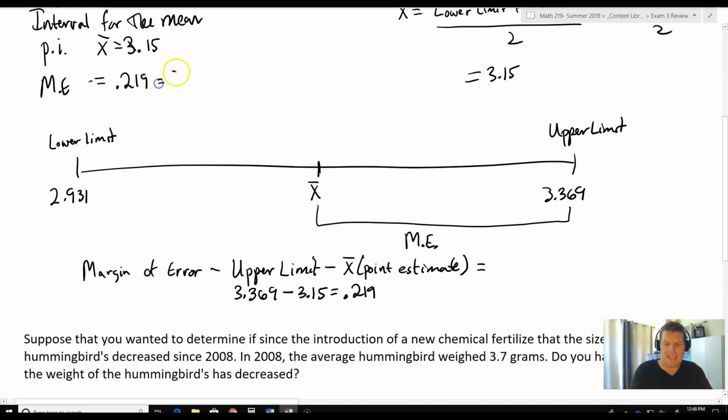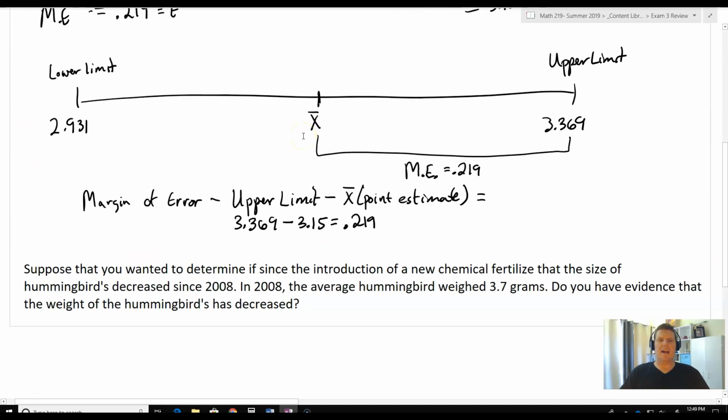Which you also see as E. Okay? So there's my margin of error, and that distance right there is 0.219. So we found our crucial information just given the confidence interval, knowing how it is set up: that X bar is going to be in the middle, and my margin of error is the distance to either side. So now let's take a look at another question.